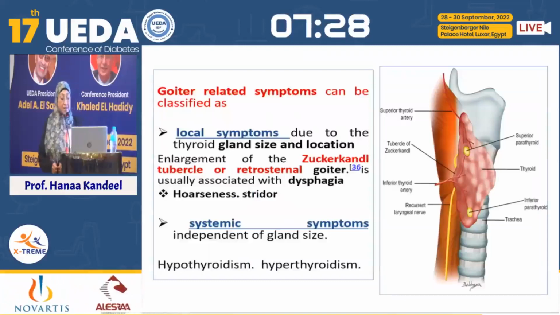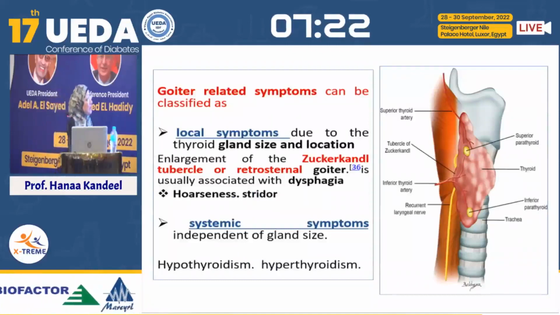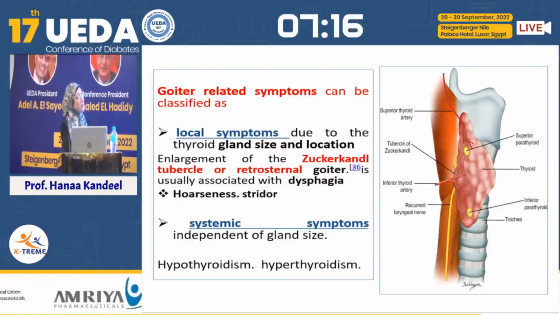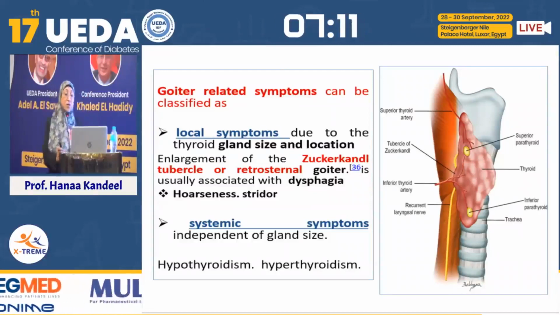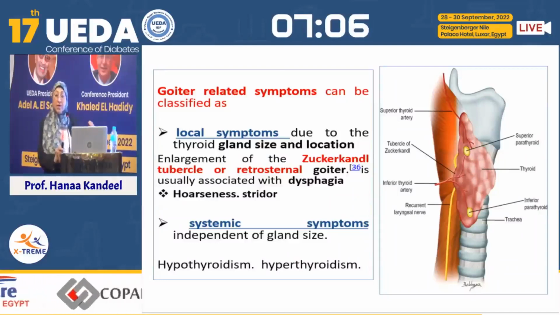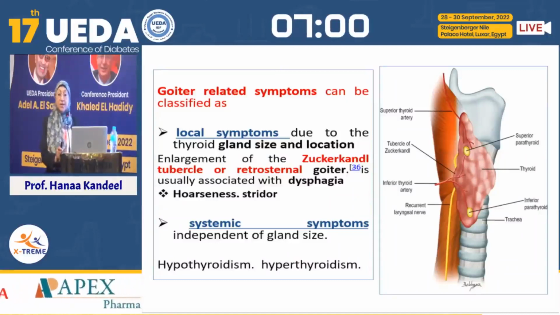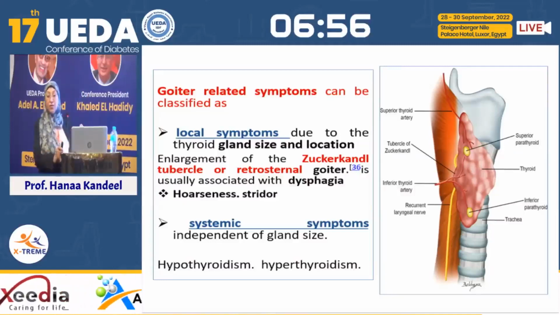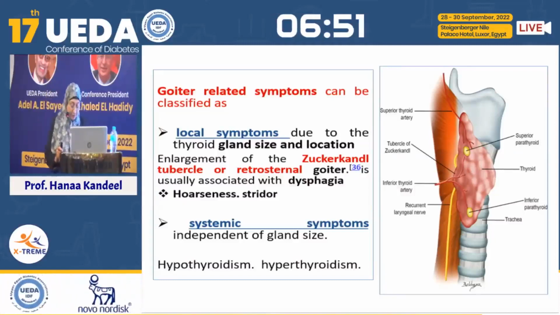Regarding the local symptoms, there is the Zuckerkandl tubercle. If this Zuckerkandl tubercle increases in size, it will compress the esophagus and lead to dysphagia of the patient. And this is one of the causes which leads to giving the patient permission for operation. Also, hoarseness of voice and stridor are dangerous manifestations. We must send the patient to an ENT doctor to check the vocal cords with indirect laryngoscope.